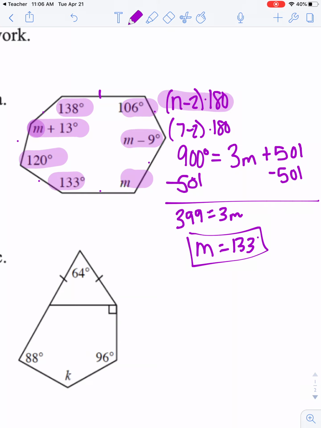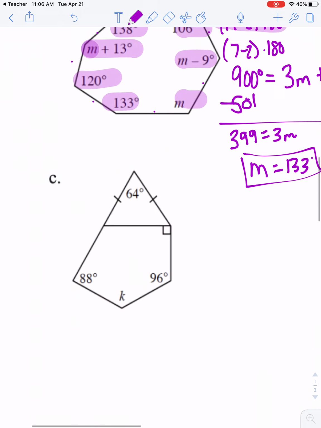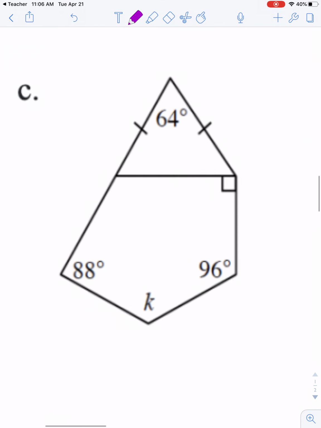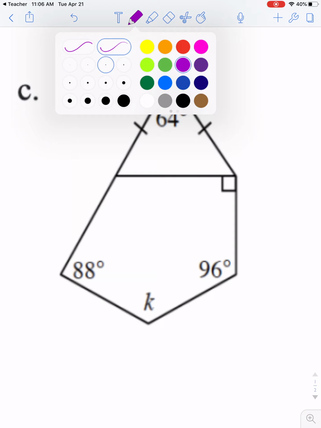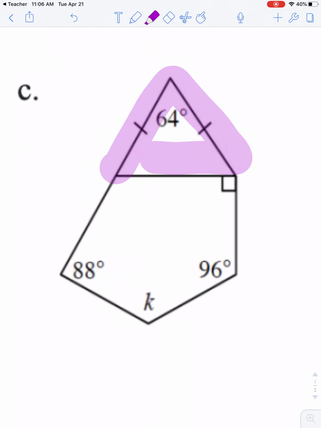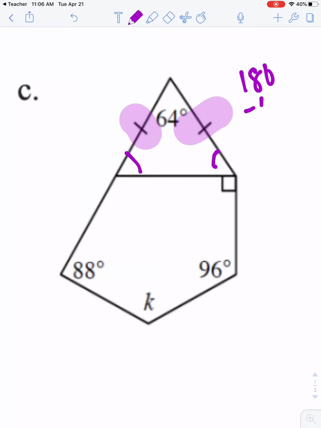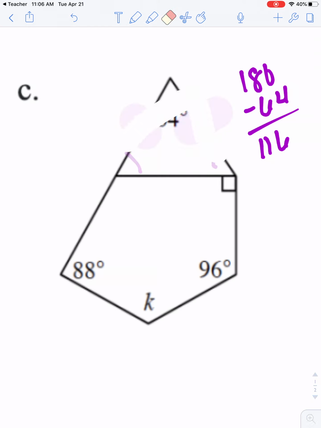Okay, then the next one, B went pretty well, but C gave us some problems. So when I look at this, I have a triangle here at the top, and this triangle is isosceles, meaning these two legs are the same. So I know these base angles down here are the same. So I'm going to do 180 minus 64. And then that gives me 116 degrees that need to get split evenly. So that means each of these angles here are 58 degrees.